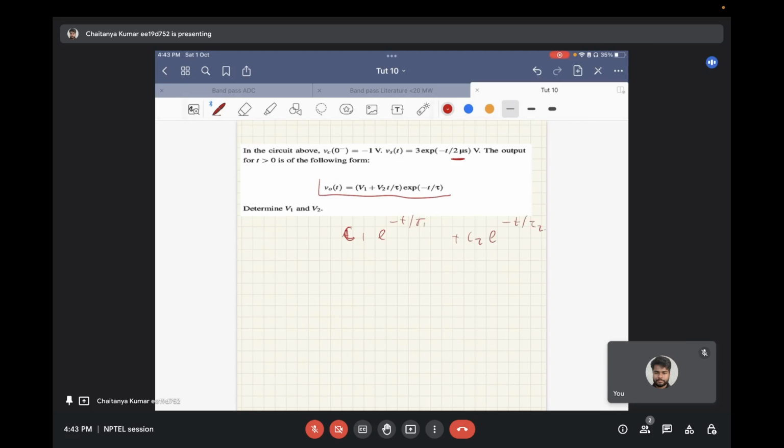But in this case, the system and the input have the same time constant. So your expression of the output will be of this form: C1 plus C2 t into e to the power minus t by tau. So using a similar approach, this can be solved, and the values of C1 and C2 can be found out.